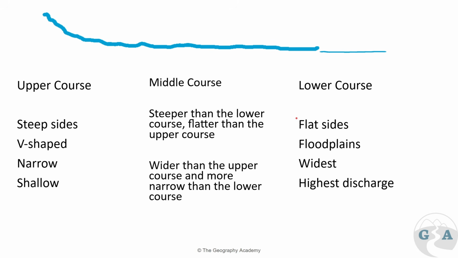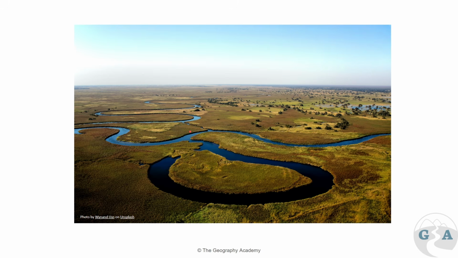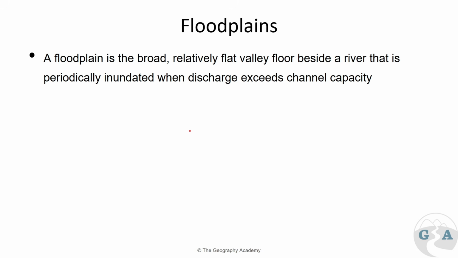Okay, moving on to the lower course, then we have flat sides. We're going to expect floodplains. It's the widest and has the highest discharge. So at this point, as we said, we do have meanders. We also see, more commonly, the floodplain.